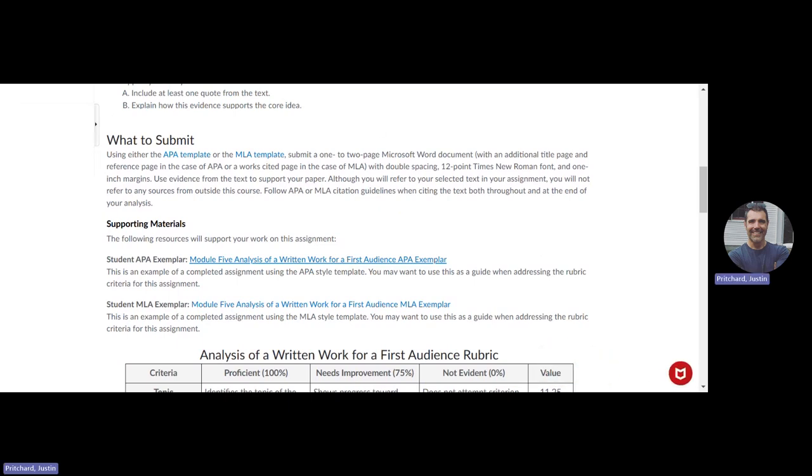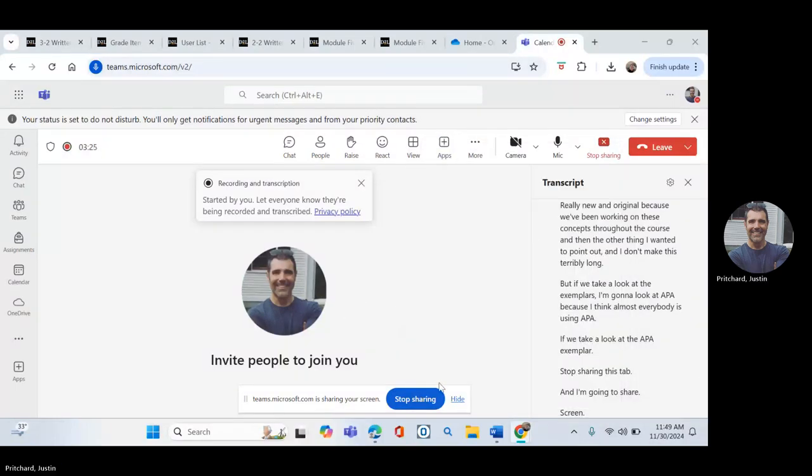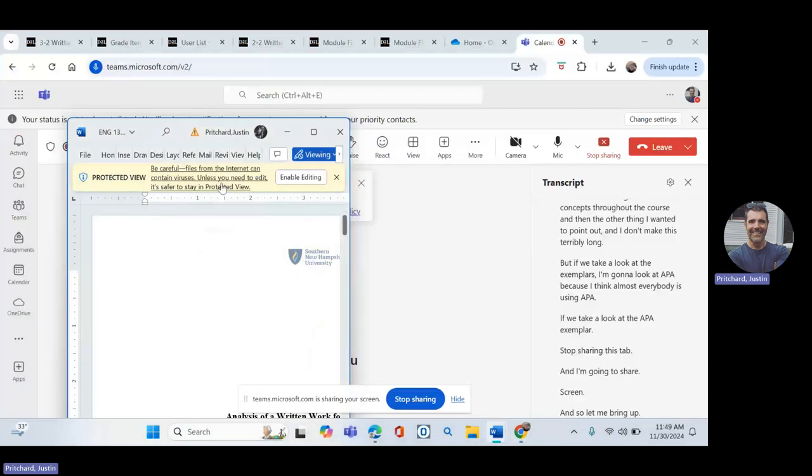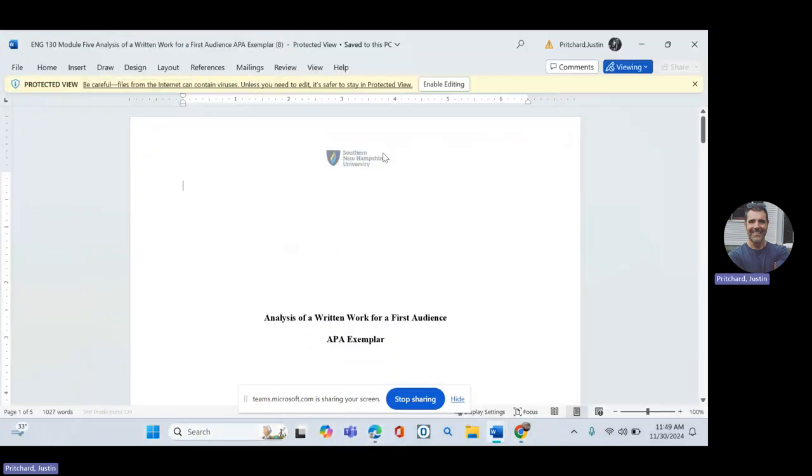I'm gonna stop sharing this tab. And I'm going to share my screen. And so let me bring up this Module 5 exemplar.